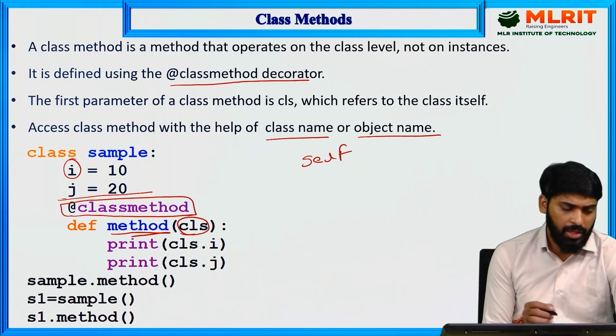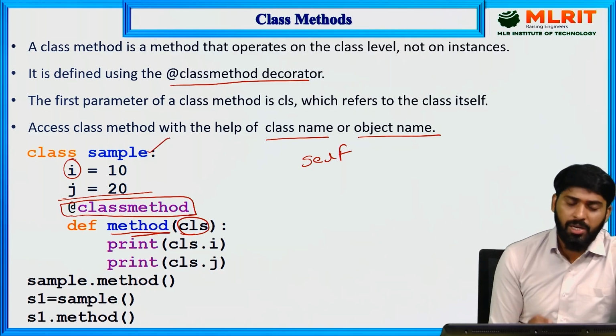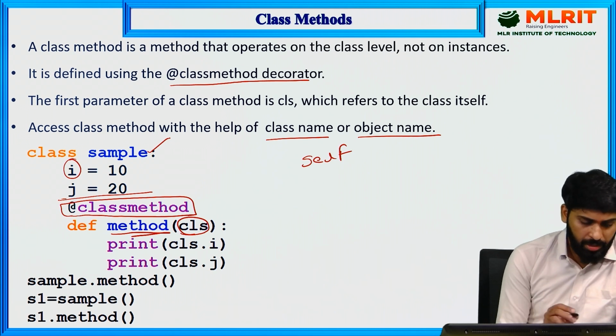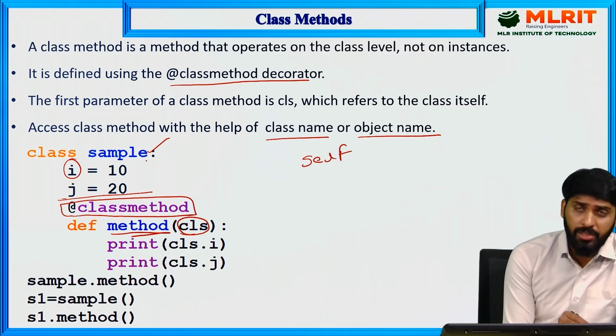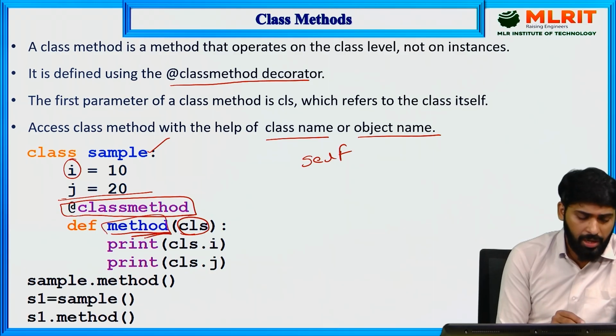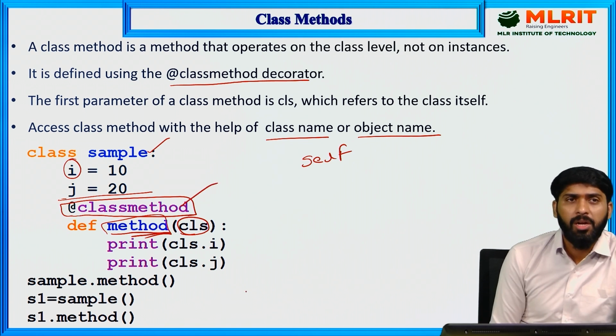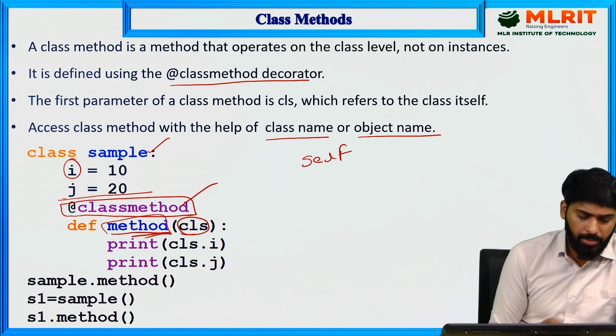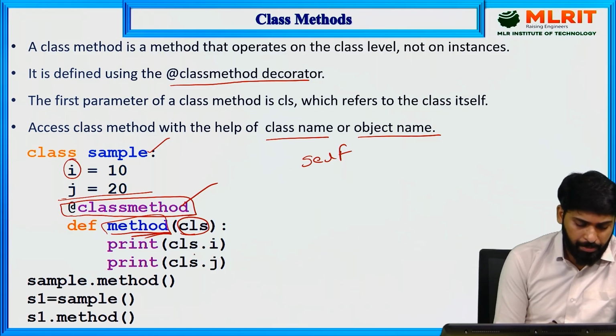Here, Sample is the class name. This Sample class has one method. The method name is method and it is a class method. Now how am I calling it? Sample.method or s1.method, both are the same. What is the expected output? It prints 10, 20 as output.